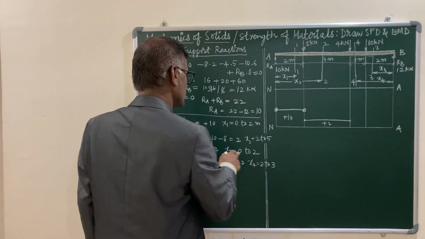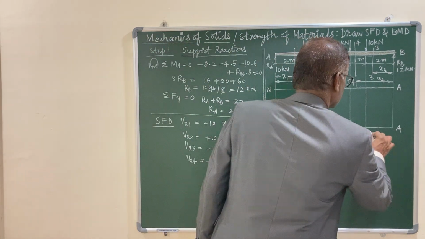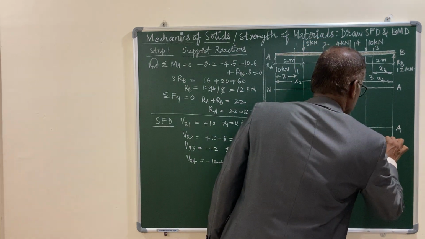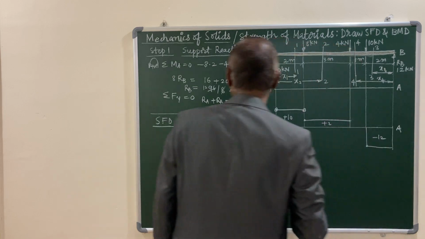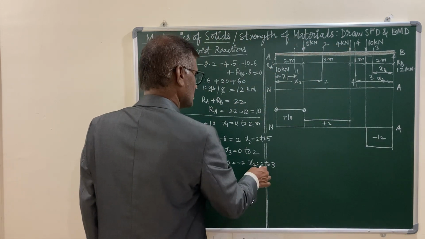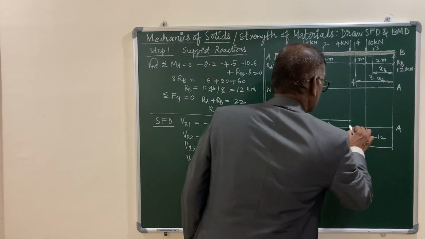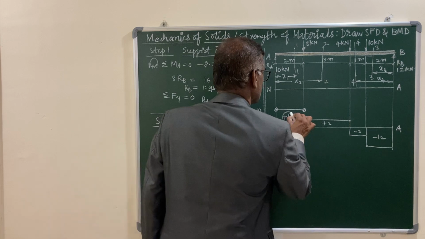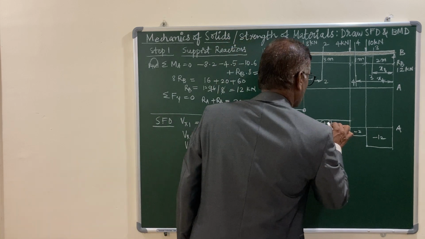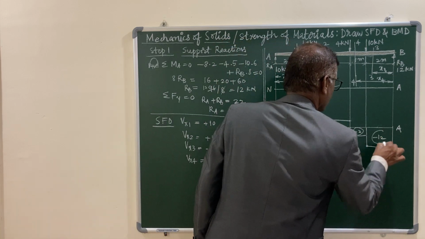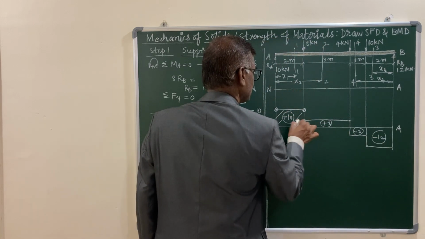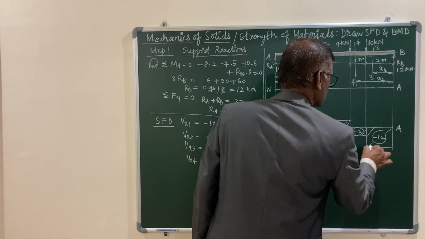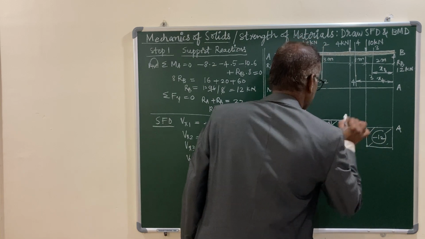and for x3, 0 to 2, that is the other side, it is minus 12, and lastly for 2 to 3, it is minus 2. So this is minus 2. These are the various values of the shear forces represented along the length of the beam. So let us give hatching and denote the values properly. So this is your SFD, shear force diagram.